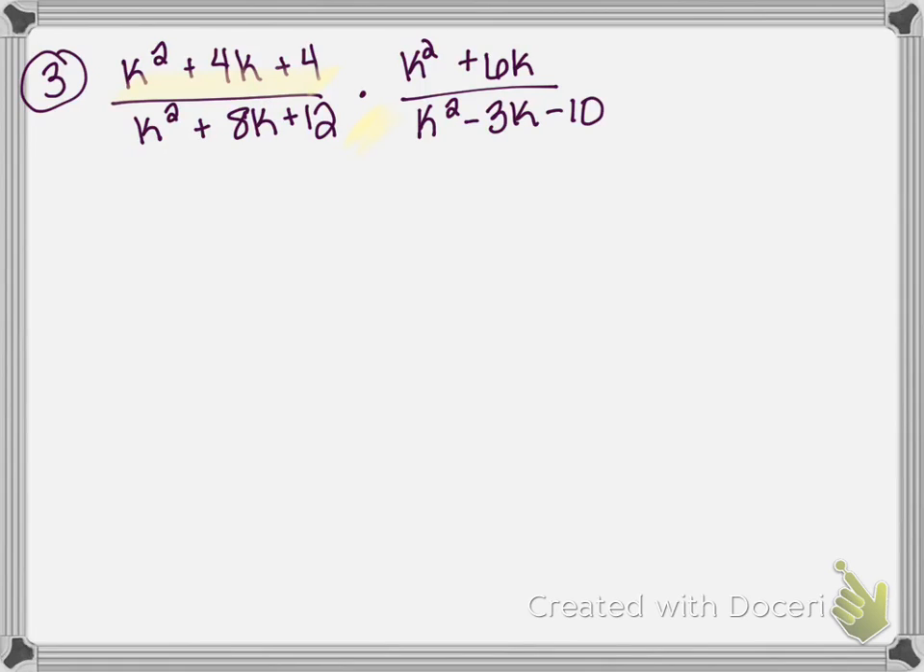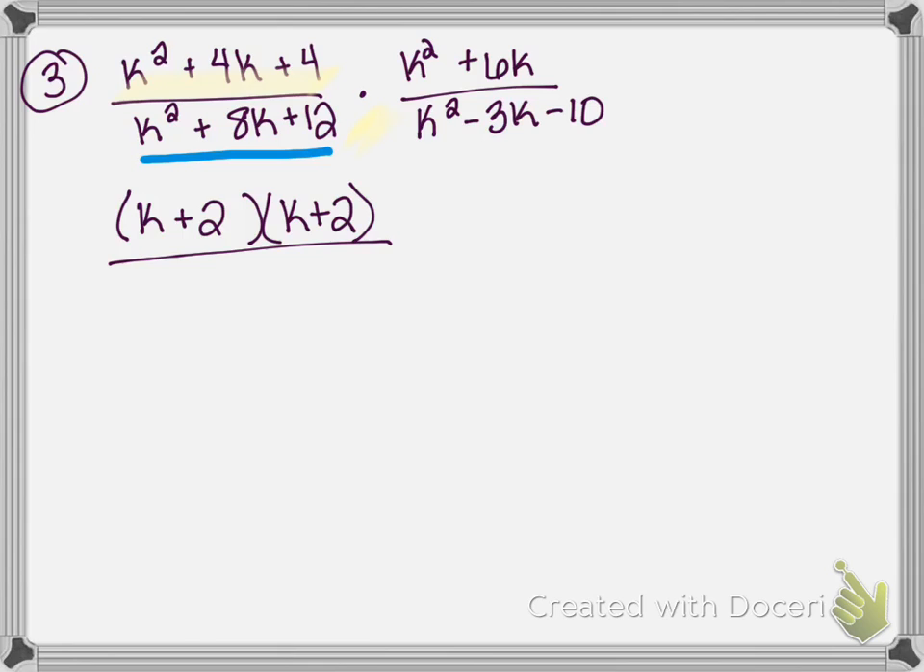So k squared plus 4k plus 4. 4 is my sum and 4 is my product. So what are my two numbers? K plus 2. Excellent. K plus 2. 2 times 2 is 4. 2 plus 2 is 4. Okay? Now, I'm going to go to this one. We're going to focus on that one.